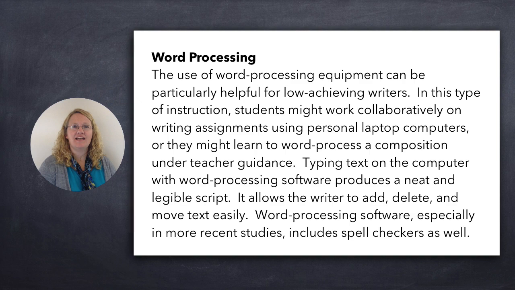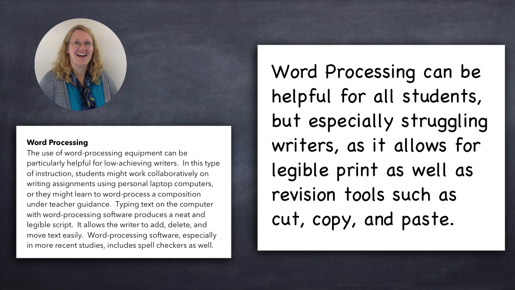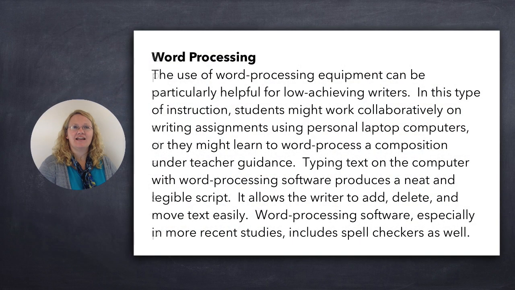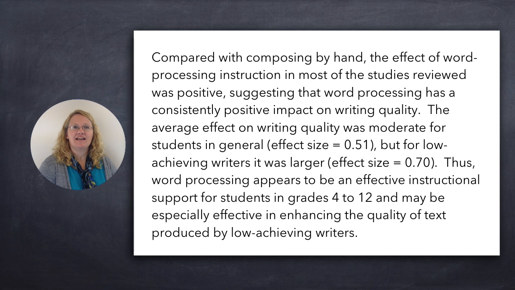So after I've read that text, I'm going to model for students how I might paraphrase this. This is my example. Word processing can be helpful for all students, but especially struggling writers, as it allows for legible print, as well as revision tools such as cut, copy, and paste. Show them how that's different from the text, but yet it's keeping all of those same ideas. As a teacher, you need to make sure you have these things written out ahead of time. It's a little bit more difficult to do this than you might think. Go ahead and read that next paragraph under word processing and work on coming up with your own one-sentence paraphrase.